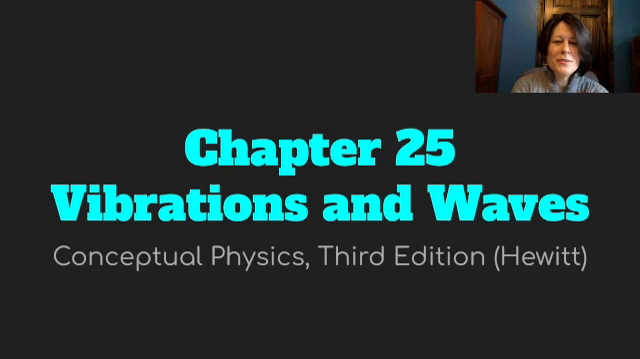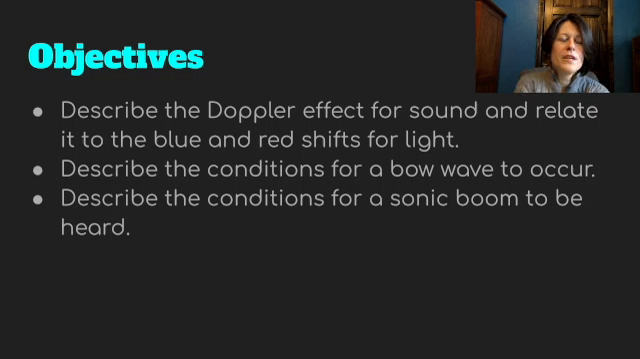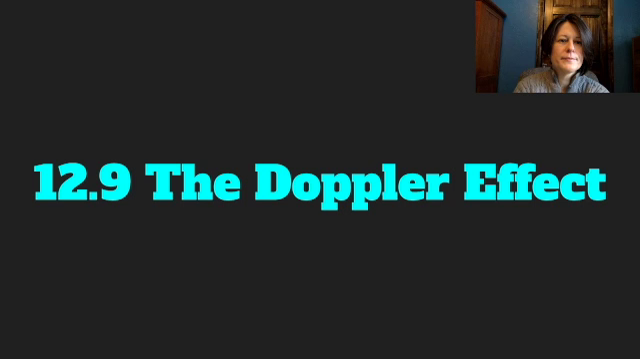Hi everybody, it's Mrs. Pound with our third and final video for Chapter 25 on vibrations and waves, and we're going to take a look at a couple of special topics today. So our objectives are going to be to describe the Doppler effect for sound and relate it to the blue and red shifts for light, describe the conditions for a bow wave to occur, and describe the conditions for a sonic boom to be heard.